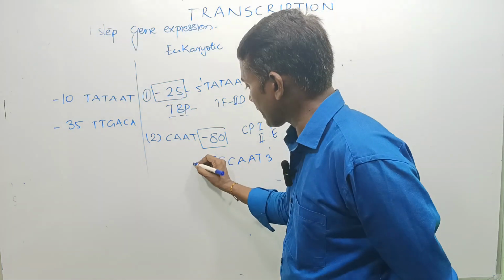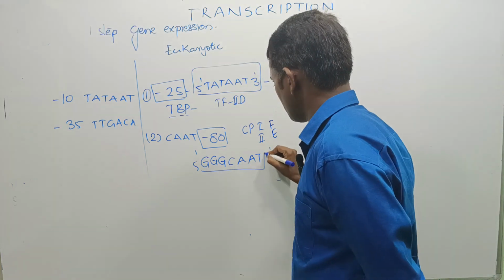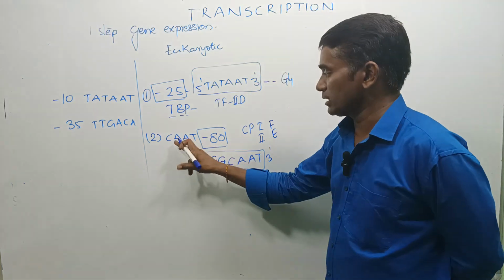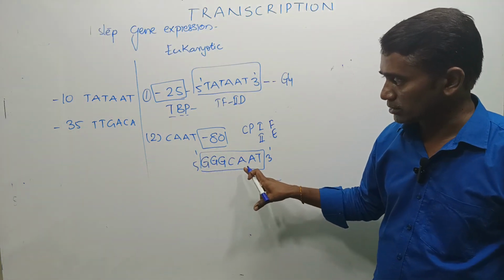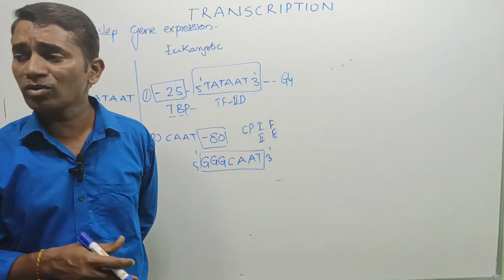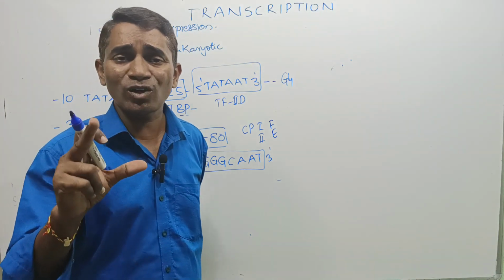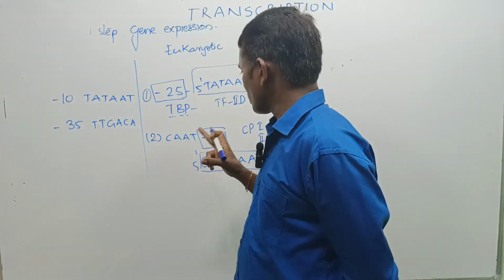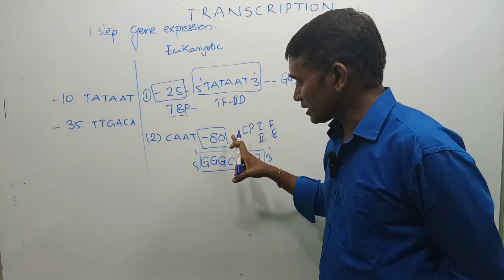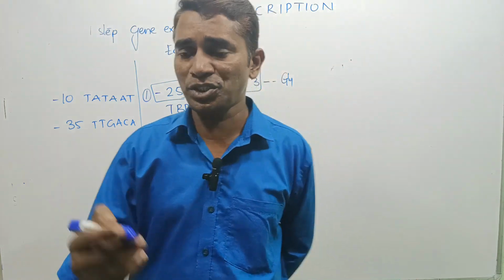This is the exact structure. Yes, G3 CAAT. This is the consensus sequence among different organisms. This is present in many organisms that brings out conformational change in TATA box binding proteins. Once these transcription factors bind, they undergo conformational change so that RNA transcription will be initiated.